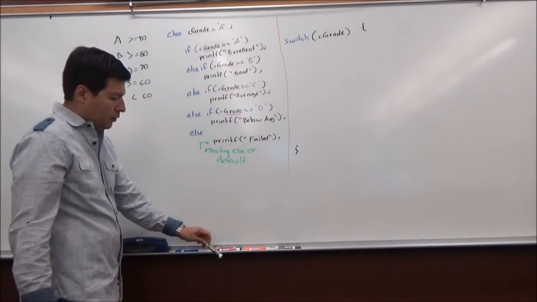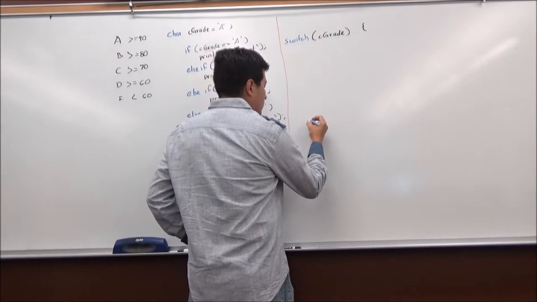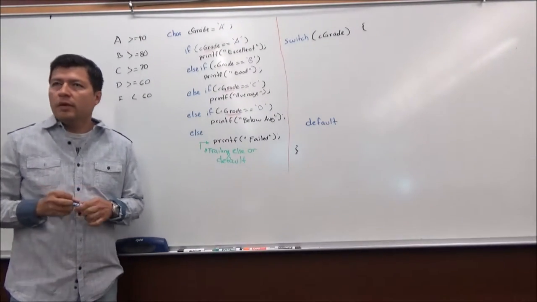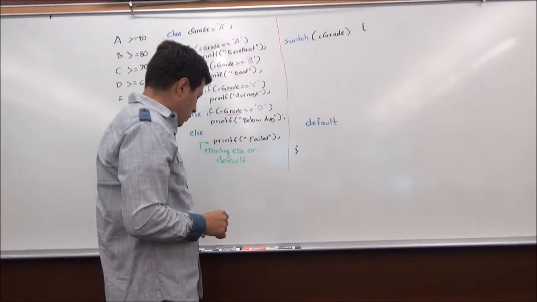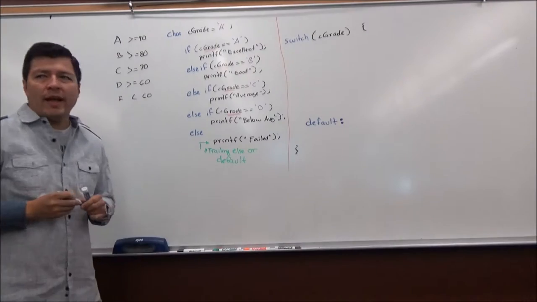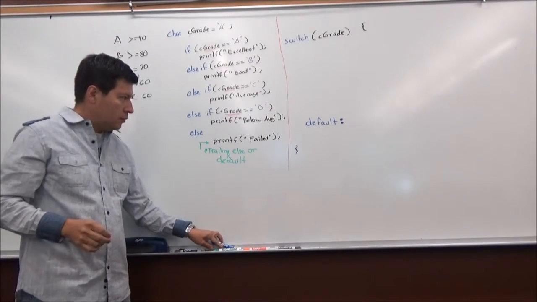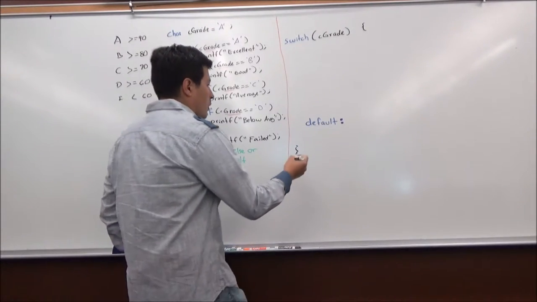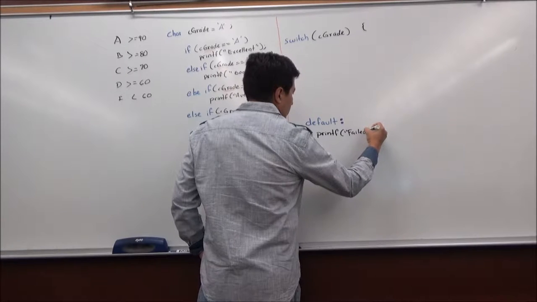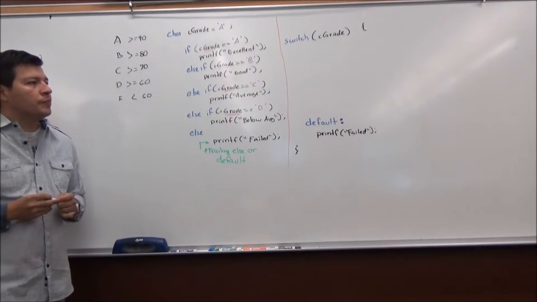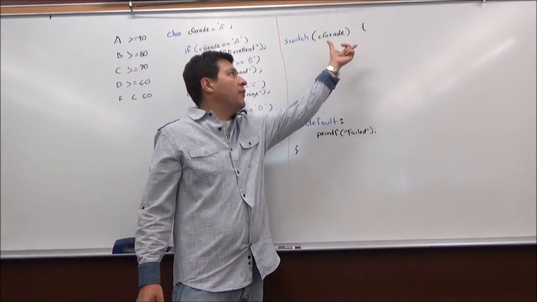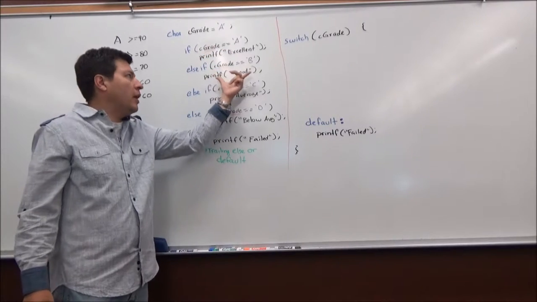So the switch statement has a default. And inside the switch statement, we use a colon. It's like a label. So the switch statement only tests the variable once. The if statement tests the variable every time.